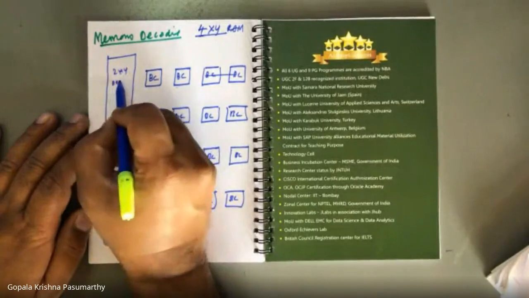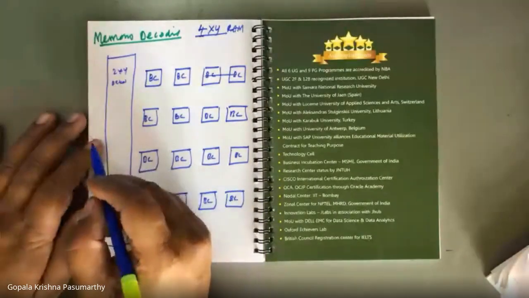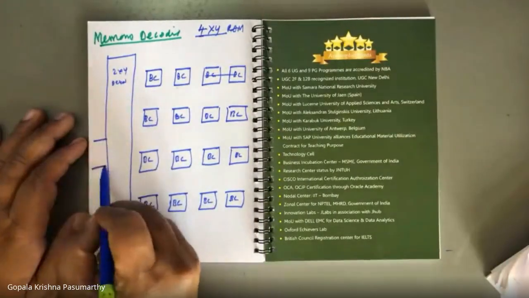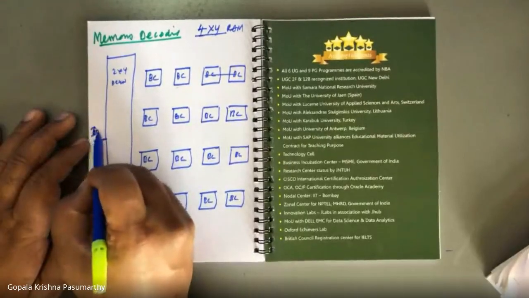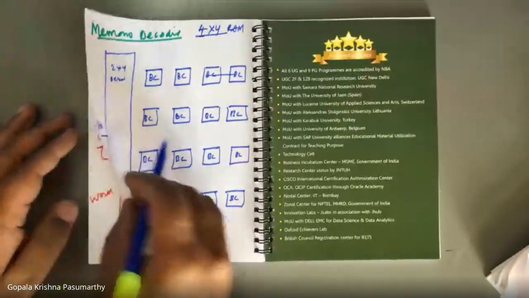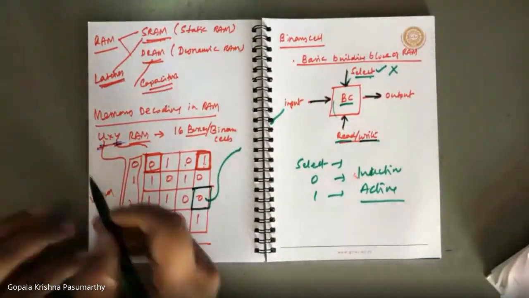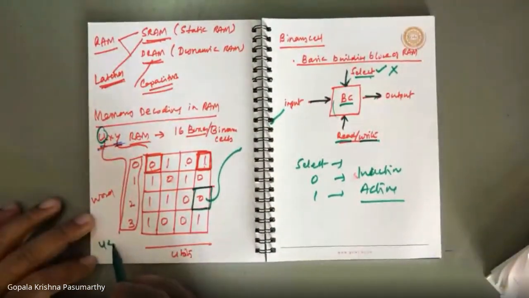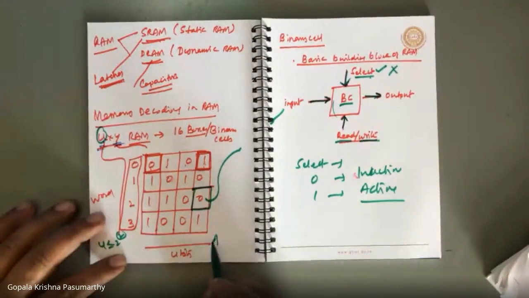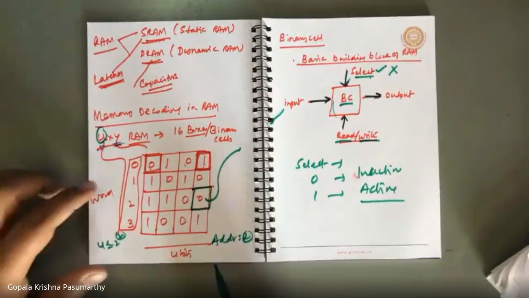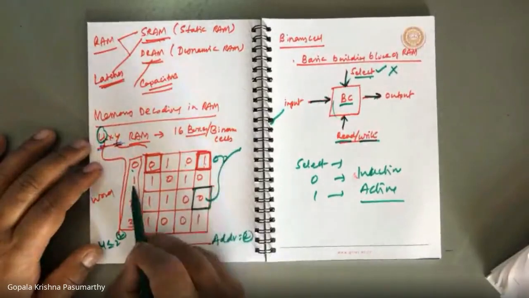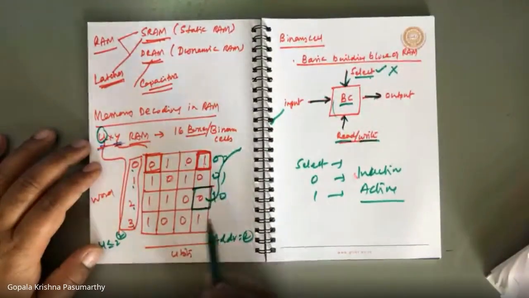I am using a 2 by 4 decoder with two address lines A0 and A1, because we know 4 by 4 RAM has 4 words, and 4 is less than or equal to 2 squared, so the address is 2 bits. 0 means 0 0, 1 means 0 1, 2 means 1 0, 3 means 1 1.